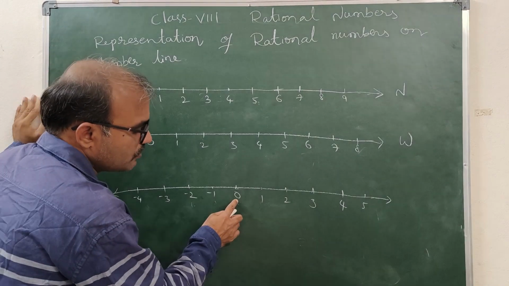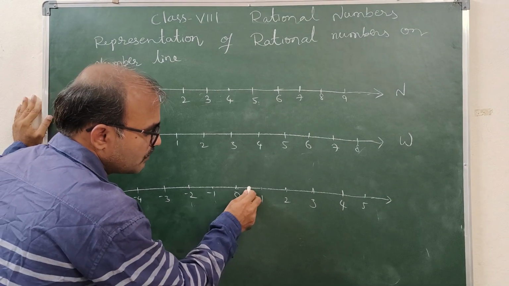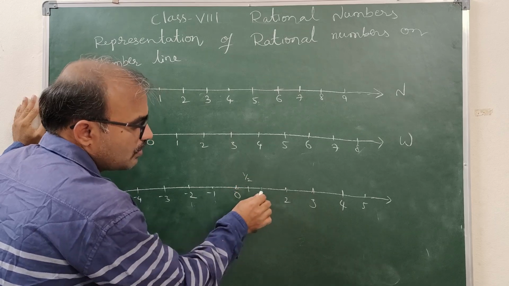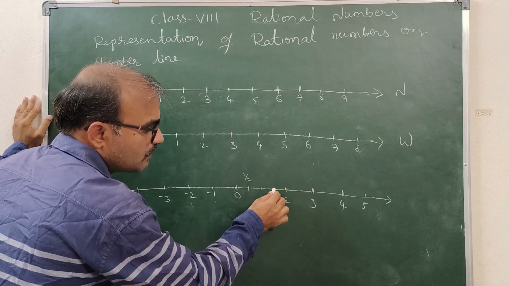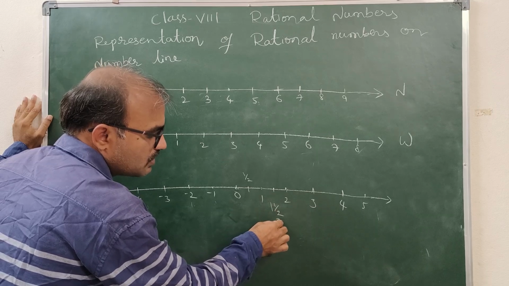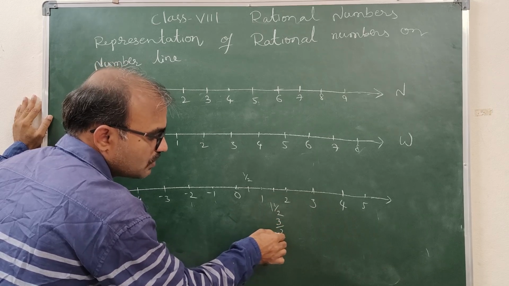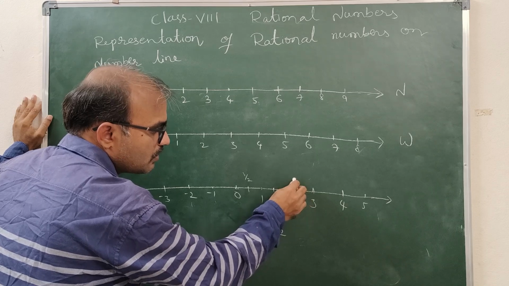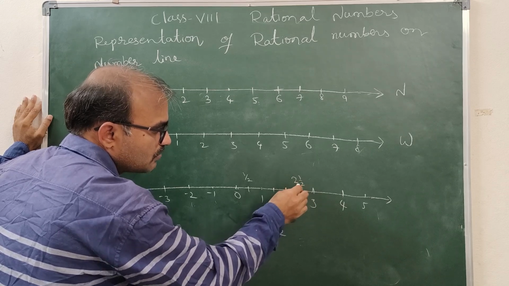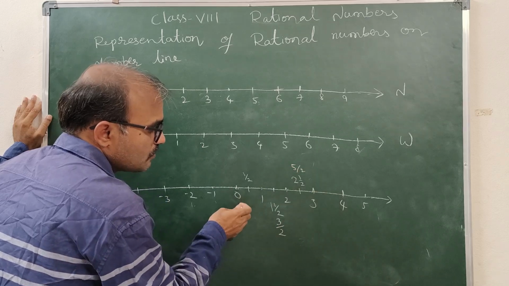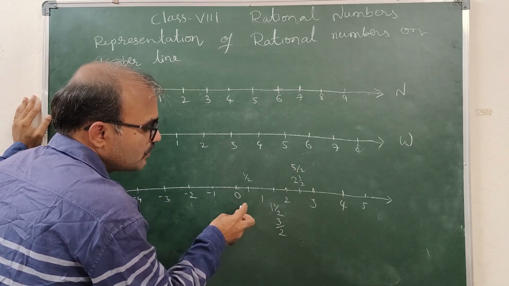Now, you should know that between 0 and 1 there will be half. Between 1 and 2 there will be 1 and a half, nothing but 3 halves. Between 2 and 3 there will be 2 and a half, nothing but 5 halves. So between 0 and 1 there will be a half.